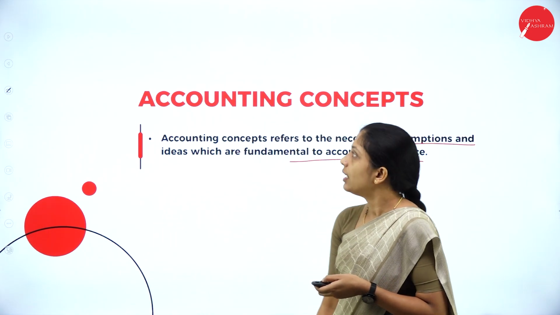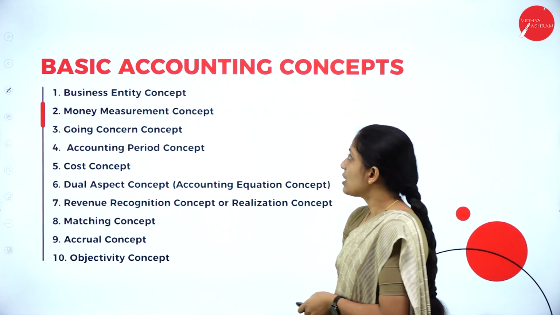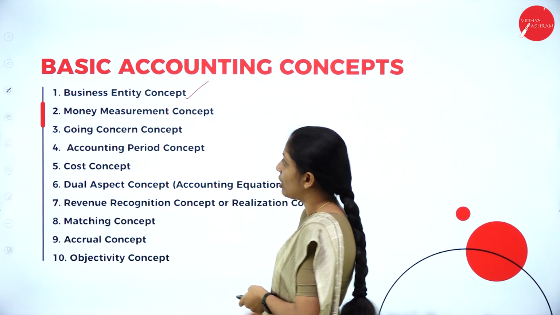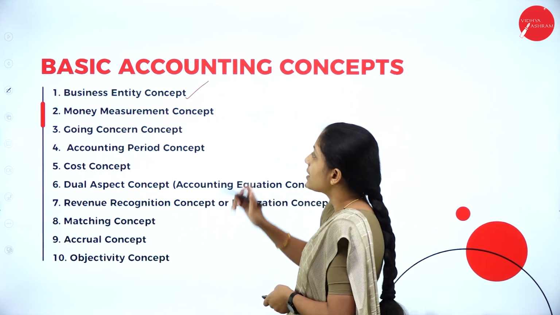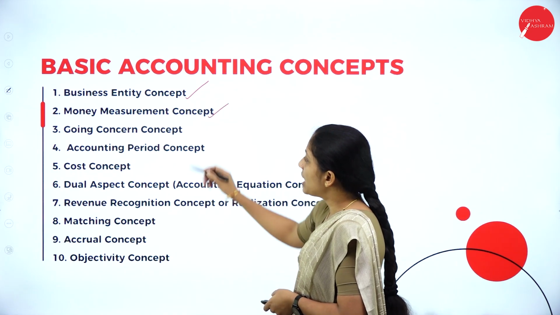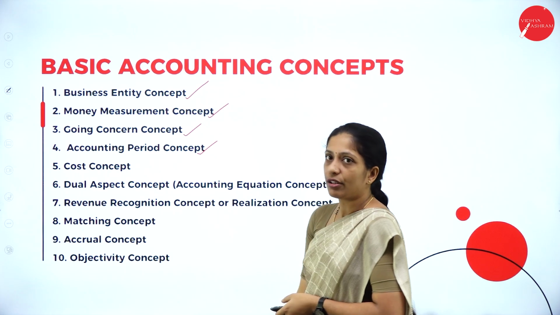Accounting concepts. Now let us see the accounting concepts. What are the accounting concepts we have? So the first one is business entity concept. We are going to discuss each and every concept in detail. Second one is money measurement concept. Third one is going concern concept. Fourth one, accounting period concept.